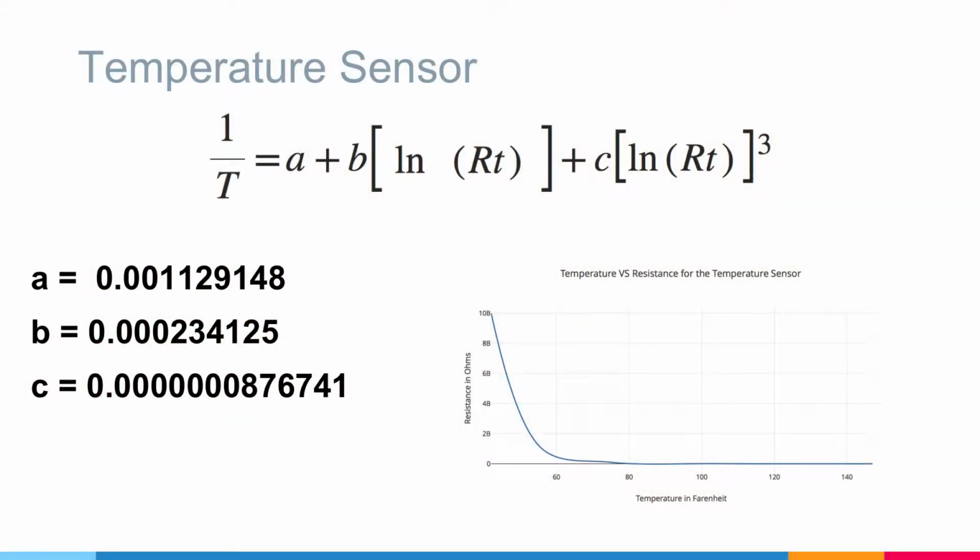The next sensor that we built was a temperature sensor. And for the temperature sensor, we placed a 10,000 ohm thermistor, which means that its resistance at 25 degrees Celsius is 10,000 ohms, in series with a 10,000 ohm resistor. The equation above illustrates how we determine the temperature in Celsius of the thermistor, where RT is resistance of the thermistor and A, B, and C are unitless constants. In addition, the graph to the right illustrates the relationship between resistance and temperature, which we determined from our trials.